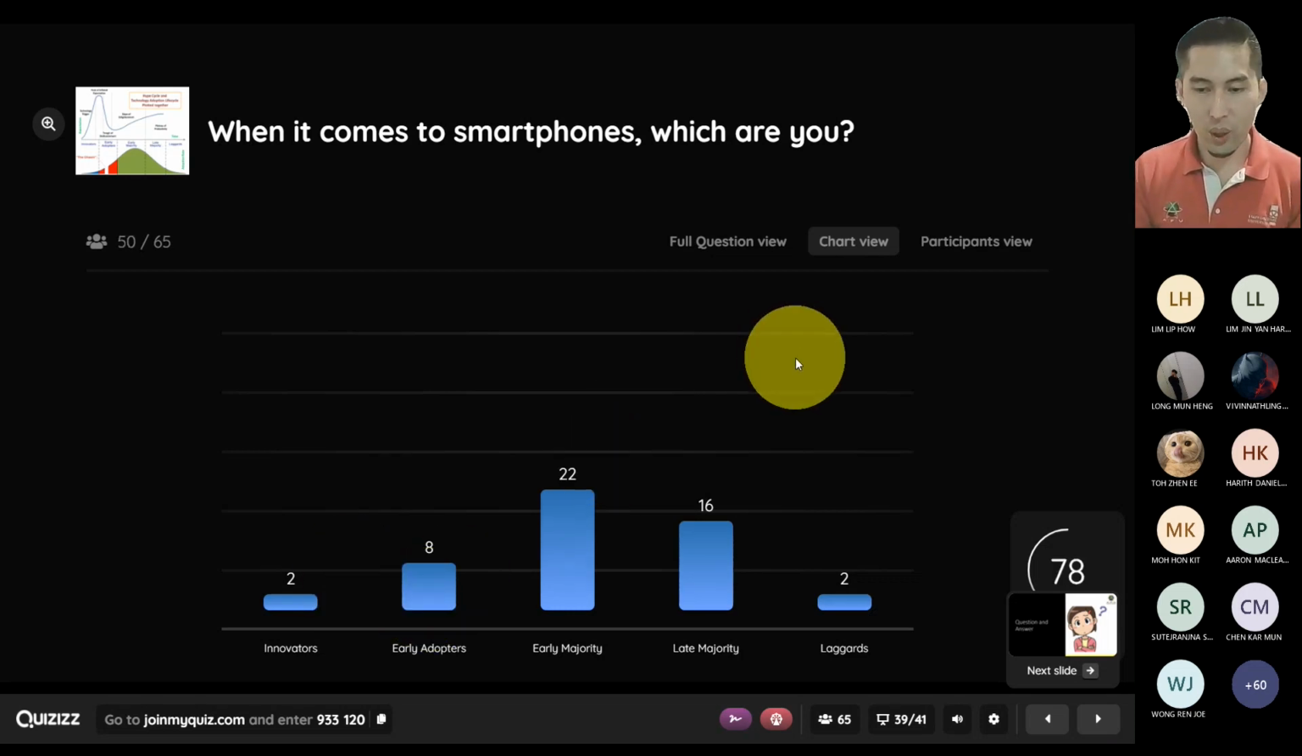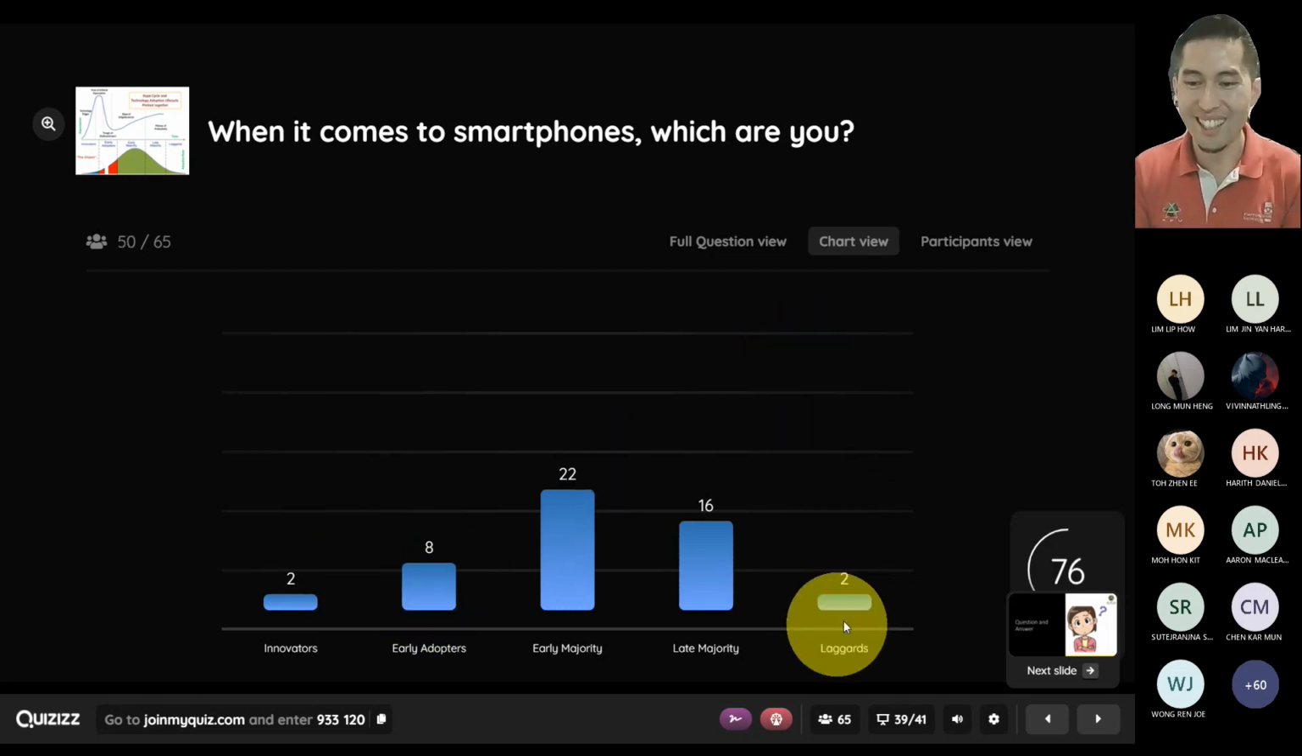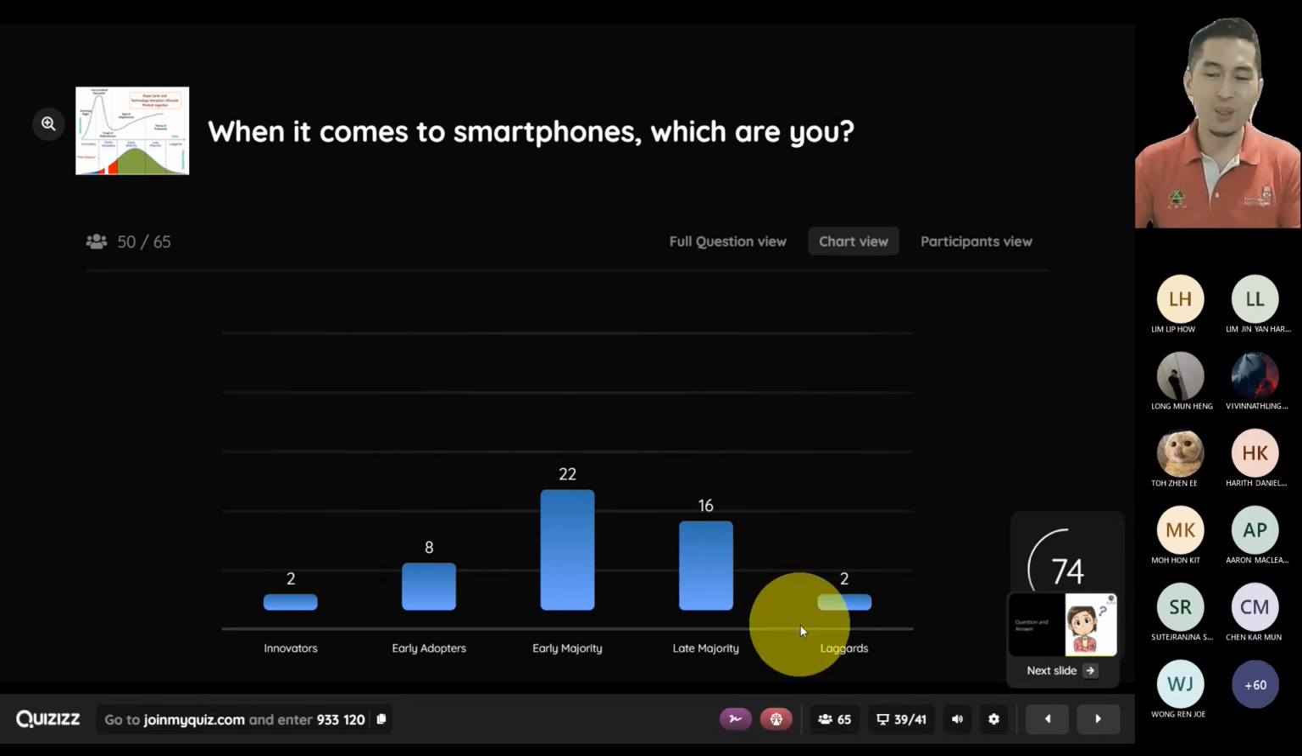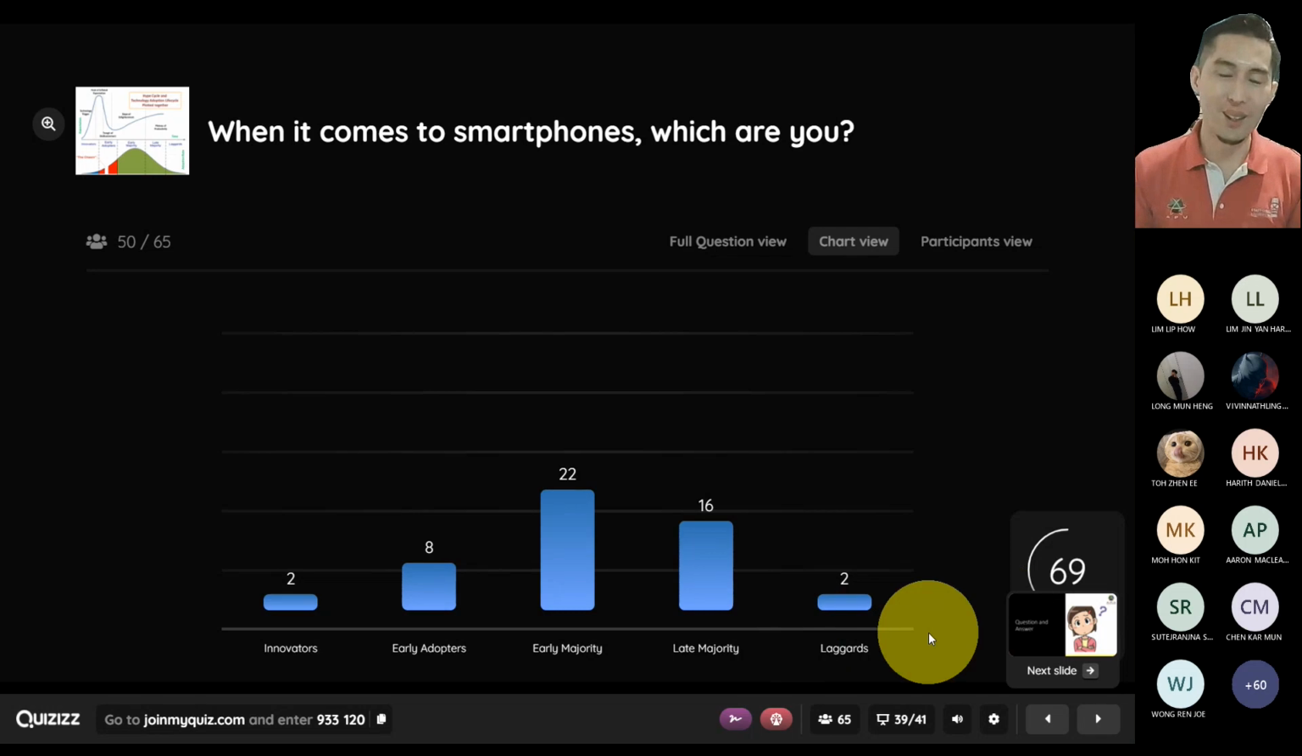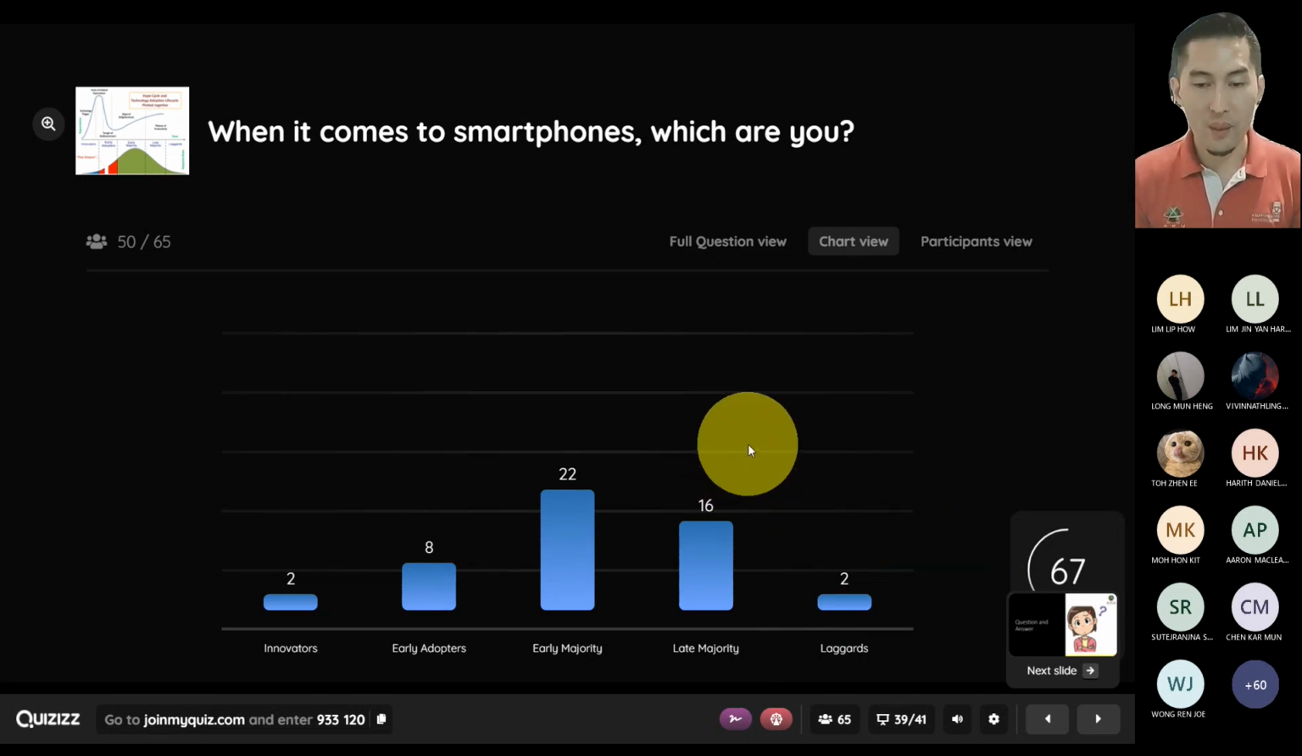All right. So as we can see here, there's two of you who are laggards. So you don't mind just sitting in the background and not really adopting technology as you go. All right, awesome.